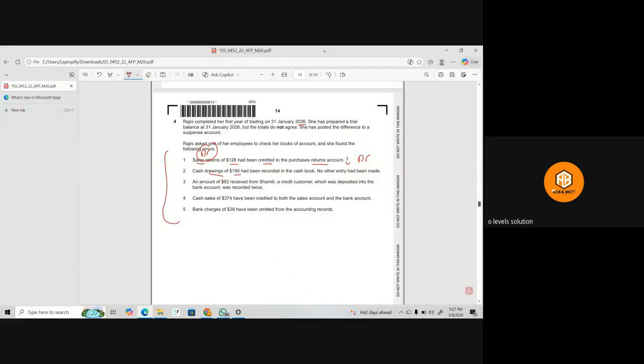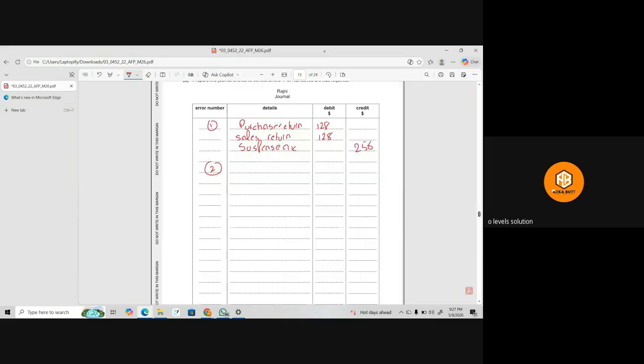So let's rectify this. On the credit side there is nothing, because we already credited the cash, so we don't need to credit it again. There is no mistake with the cash book, only a mistake with the drawings, which is 190. And since there is nothing on the credit side, but we have to fill this up, we put suspense.